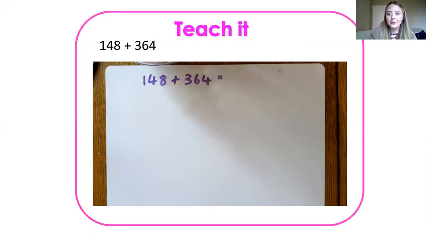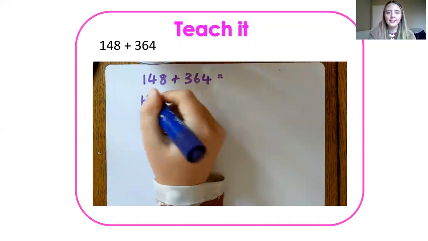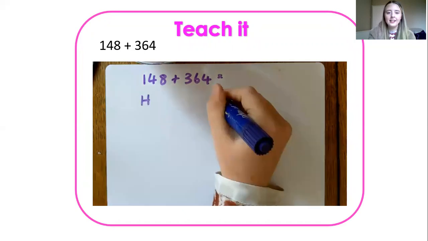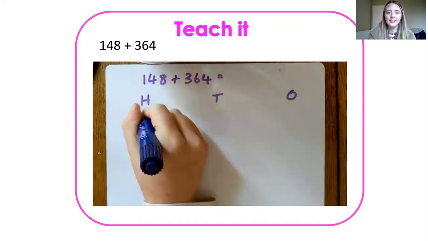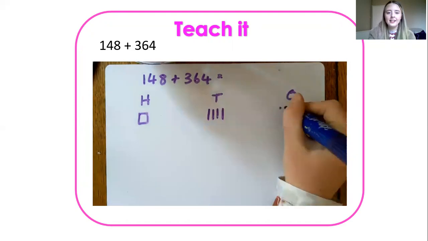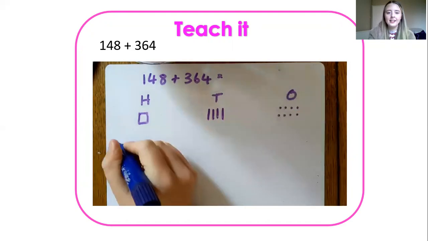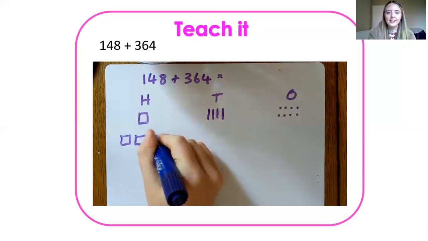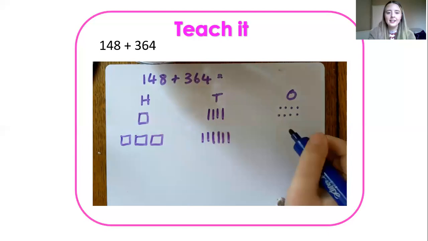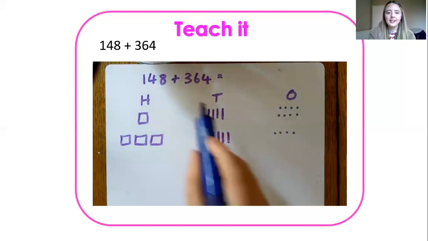Okay then, hopefully you did this. I think my camera's frozen again, so don't worry, hopefully you can still hear me. So we've got hundreds, tens and ones, because it's really important to put those in to help us with our face value. You don't have to put them in, but I do when I draw. So we've got 1 hundred, 4 tens and 8 ones in our 148, and then 3 hundreds, 6 tens and 4 ones. Oh, I think I'm back. No, I froze again.